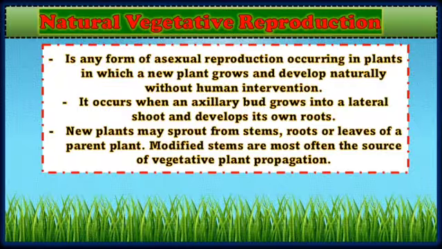So natural vegetative reproduction is any form of asexual reproduction occurring in plants in which a new plant grows and develops naturally without human intervention. It occurs when an axillary bud grows into a lateral shoot and develops its own roots. So new plants may sprout from stems, roots, or leaves of a parent plant. Modified stems are most often the source of vegetative plant propagation.